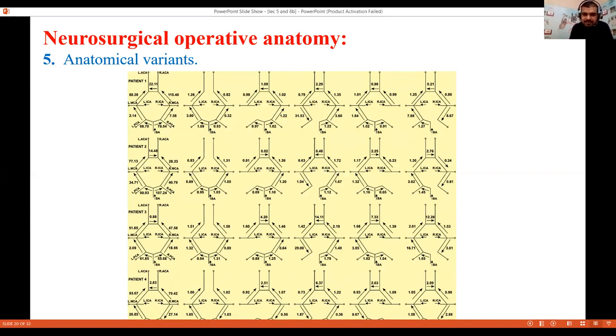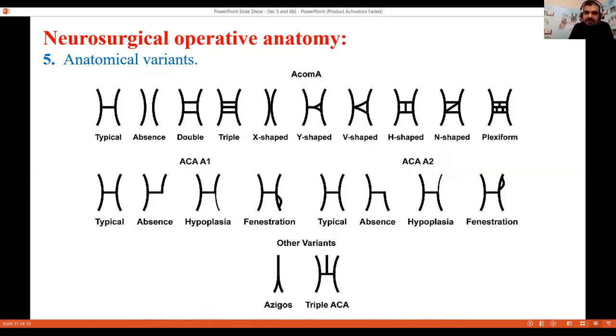Maybe not in such detail with parts of a millimeter for each artery, but some illustration like this about the types of anterior communicating artery. The first row, the upper row, shows the different types of anterior communicating artery.